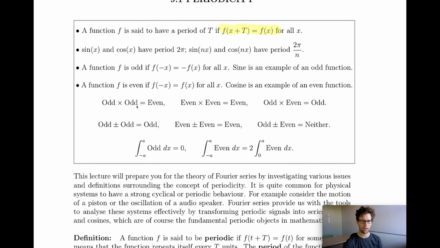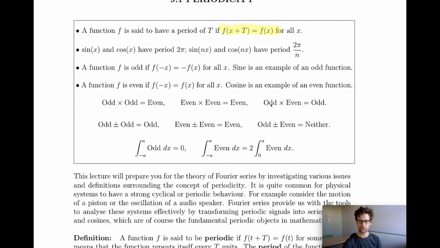So an odd function times an odd function is an even function. How might we prove that? Well, if I change the sign of x, then this becomes minus, and this becomes minus, and minus times minus is plus, so I get plus times my function, so it's an even function.